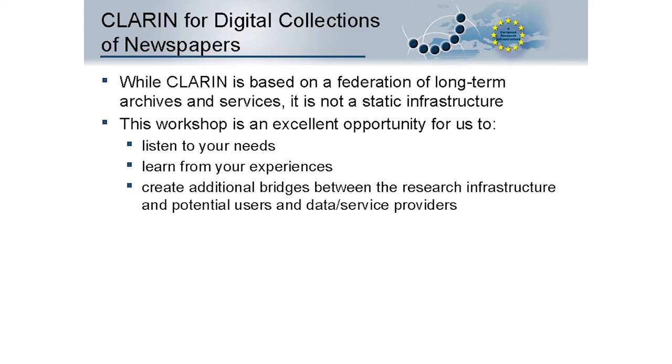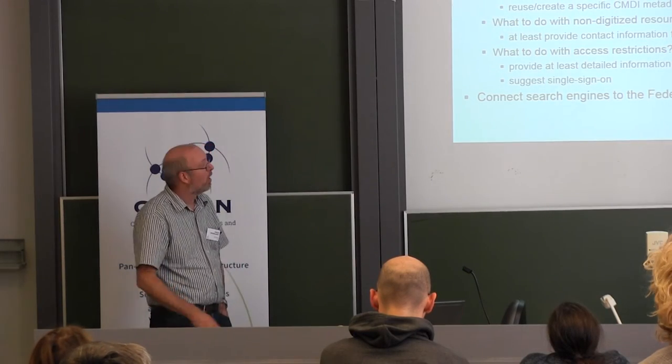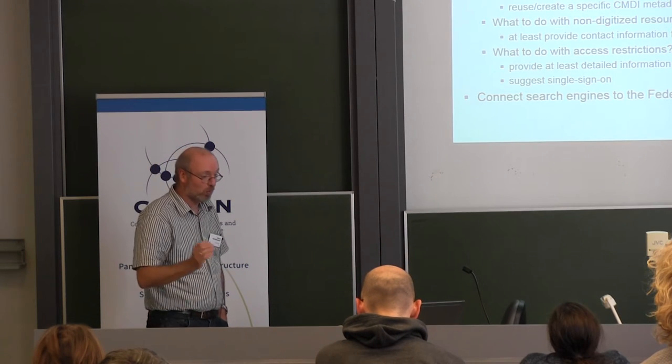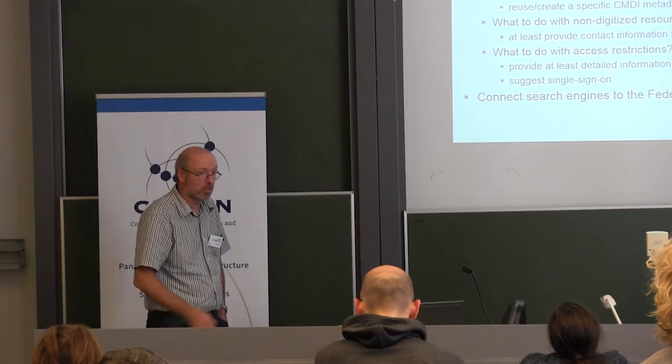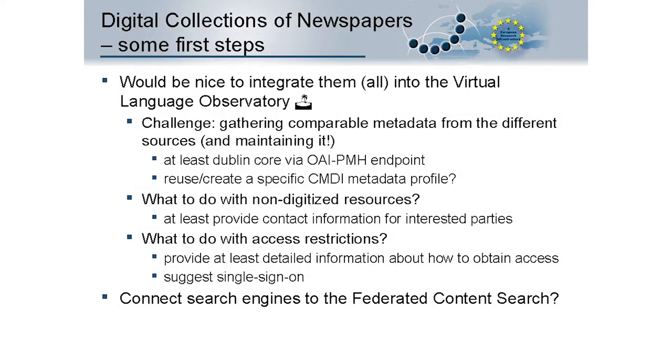Can you already find all the resources that you need? Are they well visible in our current infrastructure? And maybe we have to create additional bridges between the infrastructure and the researchers and the data and service providers. I did already a search on collections of newspapers in what we have currently, and you see some entries there already, but of course there are more out there.